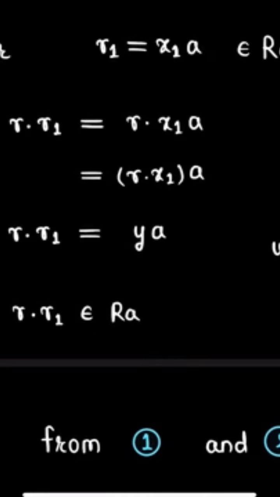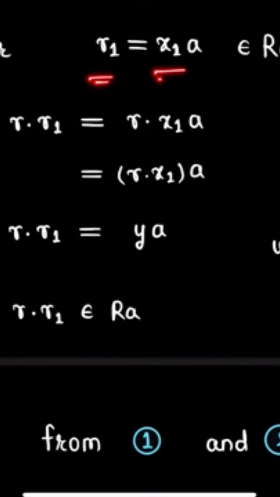Now number 2, consider an element, say r1, from the set Ra. So r1 will be equal to x1a, where x1 is an element from ring R, and take some element r from ring R. Then we have r dot r1 is equal to r dot x1a, which can be written as ya, where this y is r x1, which is an element of ring R. So here r dot r1 is an element of the type ya, where y is some element of ring R, and therefore r dot r1 is an element of the set Ra.